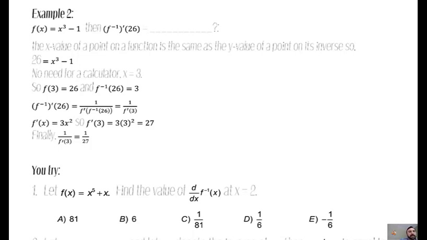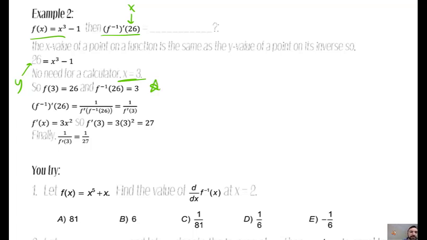Okay, let's say I had this function, and I wanted to know the derivative of that function at its inverse when x is 26. Alright, so if I'm trying to plug an x value into the inverse of 26, that's the same thing as plugging a y value into the function. And so I don't need a calculator for this one. I could add 1 over, take the cube root of both sides, and that happens when x equals 3.